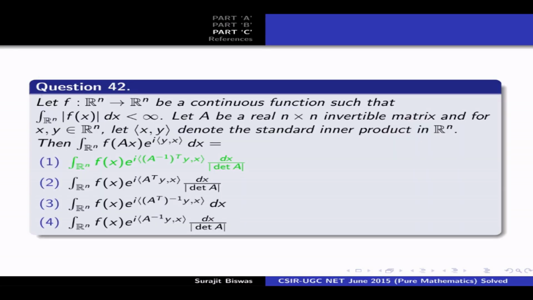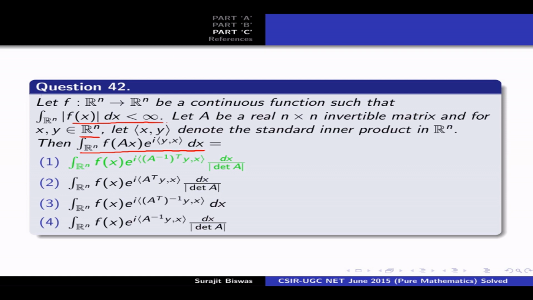Okay, now we go to the next problem. Let f: Rn → Rn be a continuous function such that f is L1 integrable, that means the integral over Rn of |f(x)| dx is less than infinity. Let A be a real n by n invertible matrix, and for x, y in Rn, let ⟨x, y⟩ denote the standard inner product in Rn. Then we have to evaluate the integral of f(Ax) e^{i⟨y,x⟩} dx. All the options here are given as functional values.